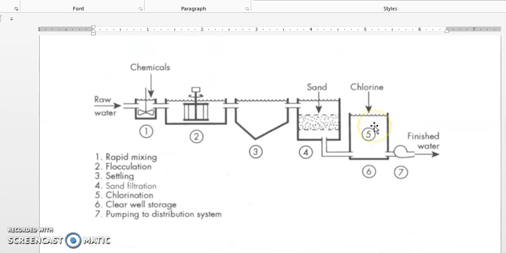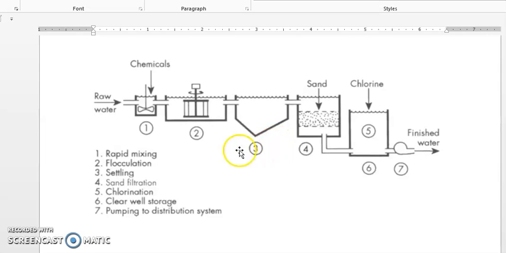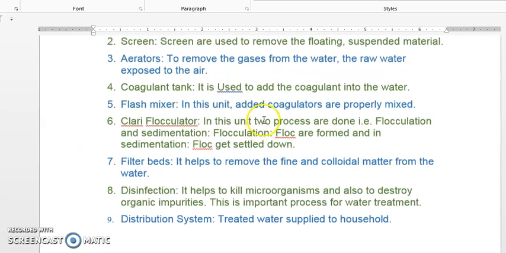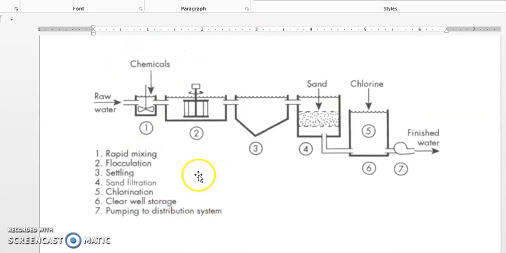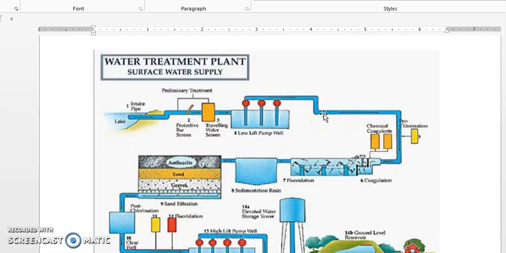Now there is another flow diagram here. There are varieties of flow diagrams you can see in the textbook. So here also you have a rapid mixer, then a flocculator, then a settling tank, then a sand filter, then you add chlorine, then it is stored in the clear water storage tank, and then finished water is pumped to the distribution system, right? So the function of all of these is explained here in the same way. You can write here also. These are just 2 figures.